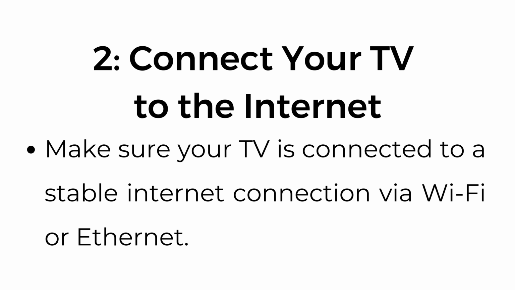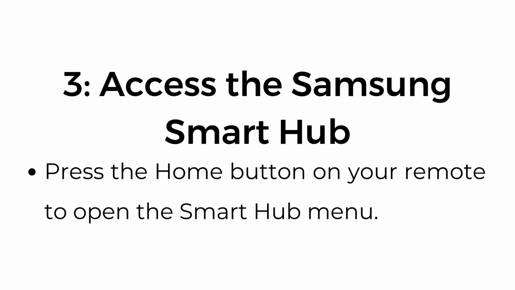Step number 2. Connect your TV to the internet. Make sure your TV is connected to a stable internet connection via Wi-Fi or Ethernet. Step number 3. Access the Samsung Smart Hub. Press the Home button on your remote to open the Smart Hub menu.